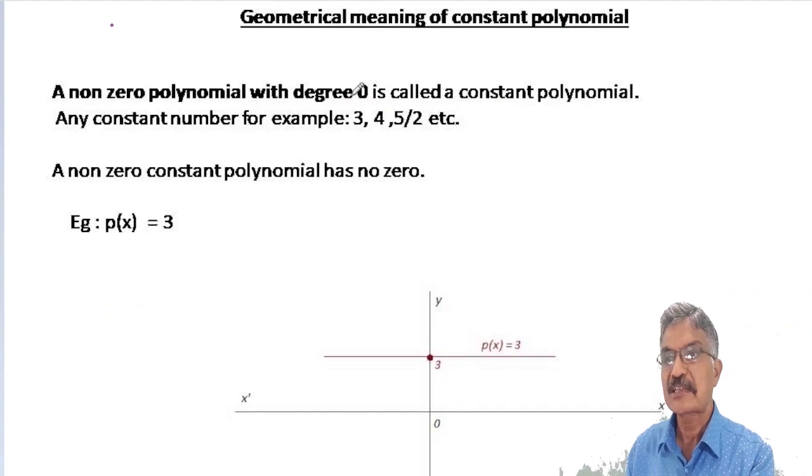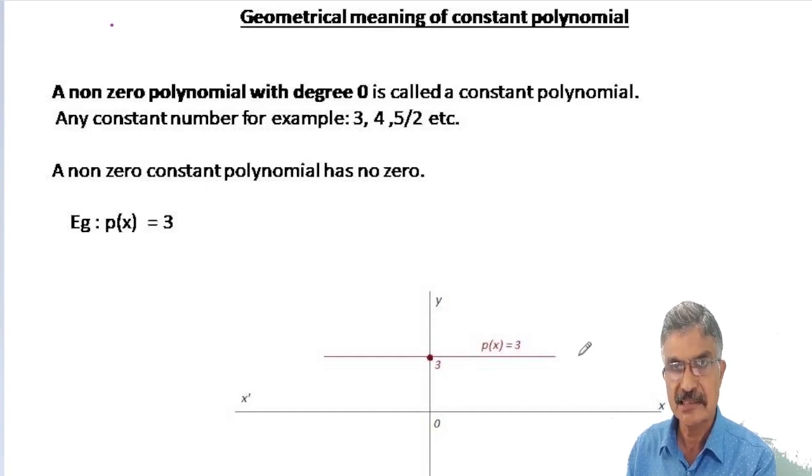First we will look at the geometrical meaning of a constant polynomial. A constant polynomial is a polynomial with degree 0. A non-zero polynomial with degree 0. Example, p(x) = 3. We have already studied that a non-zero constant polynomial has no zeros. Here is the graph of the polynomial p(x) = 3. It is a horizontal line parallel to the x-axis, so it will never cross the x-axis. We have already studied that the zero of a polynomial is the x-coordinate of the point where the graph touches the x-axis. But this line never touches the x-axis, so it has no zero.